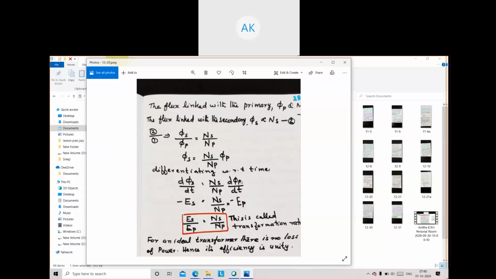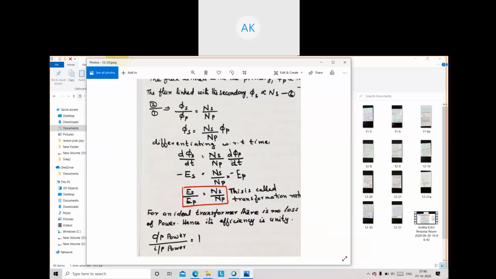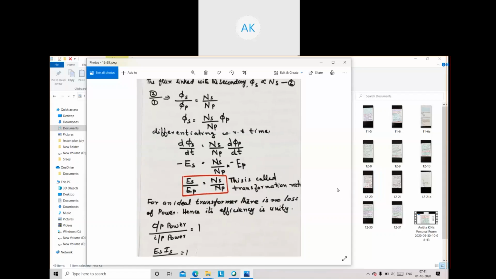Differentiating with respect to time, we get d phi s by dt equals Ns by Np into d phi p by dt. According to Lenz's rule, d phi s by dt is minus Es. That equals Ns by Np into minus Ep. Ep means EMF in the primary, Es means EMF in the secondary. So Es by Ep equals Ns by Np. This is called the transformation ratio.